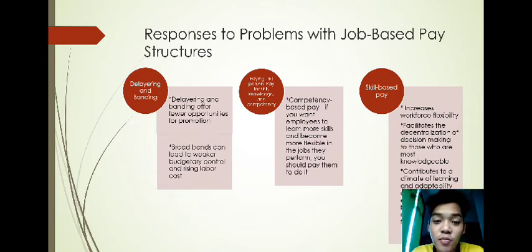Next, we got paying the person based on skill, knowledge, and competency. Competency-based pay shows that if you want employees to learn more skills and become more flexible in the job they perform, you should pay them to do it. And finally, we got skill-based pay, which increases work flexibility, facilitates the decentralization of decision making to those who are most knowledgeable, and also contributes to a climate of learning and gives employees a broader view of organization function.